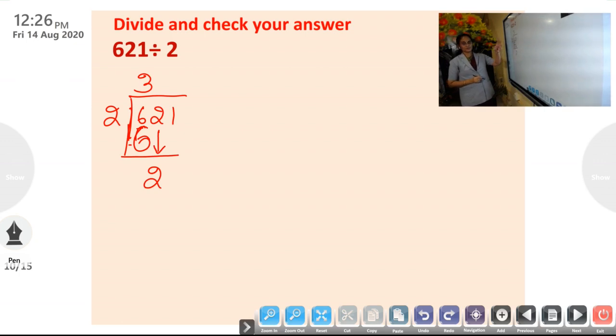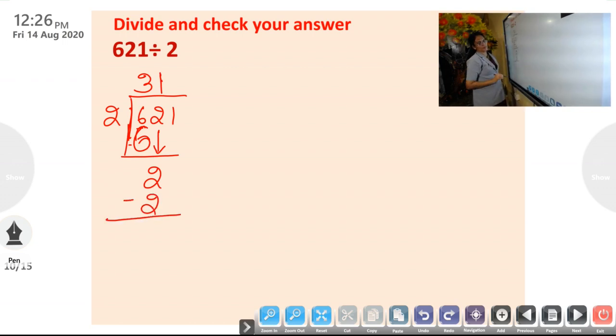You have to divide each digit by 2. So 6 divided by 2, we got as 3. Then 2 divided by 2. What is a number divided by the same number? Answer is 1. 1 2s are 2. Again, the remainder is 0. If you want, you can write 0 here, no need to write. Then what? You have to bring down the last digit. What is the last digit? That is 1. So bring this 1 down.